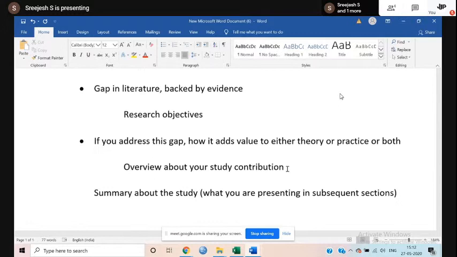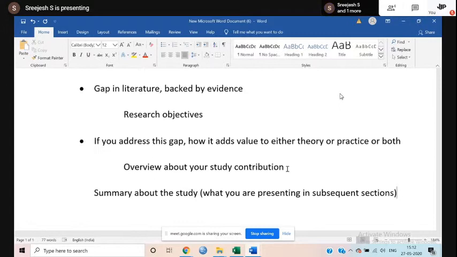These are the four fundamental aspects that should be presented in the introduction. You need to introduce a topic and present your research gap, which should be backed by evidence, followed by your research objectives. Then you need to address how this gap actually adds value to theory or practice.